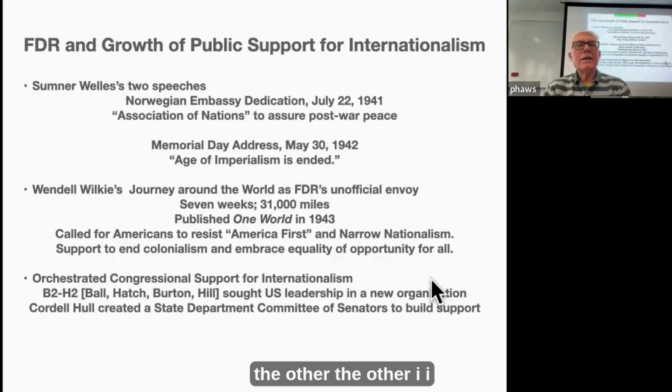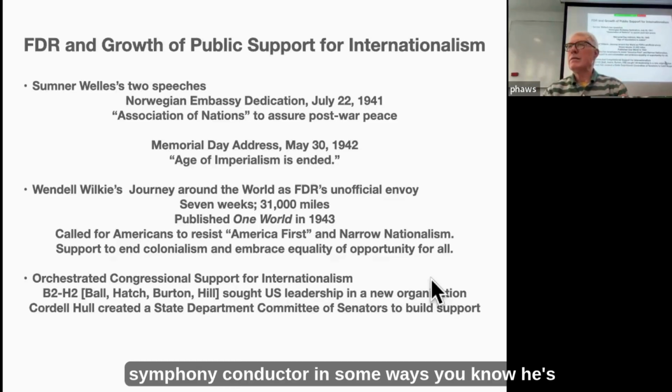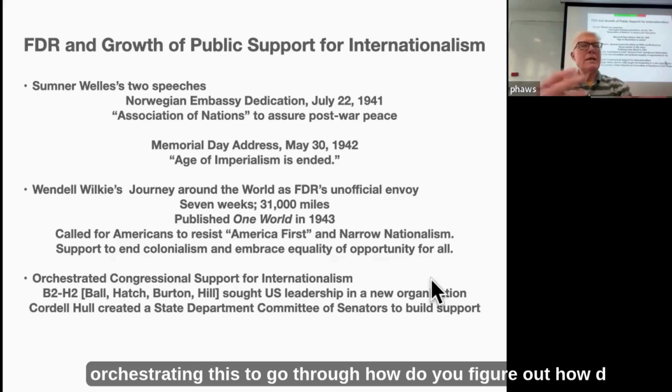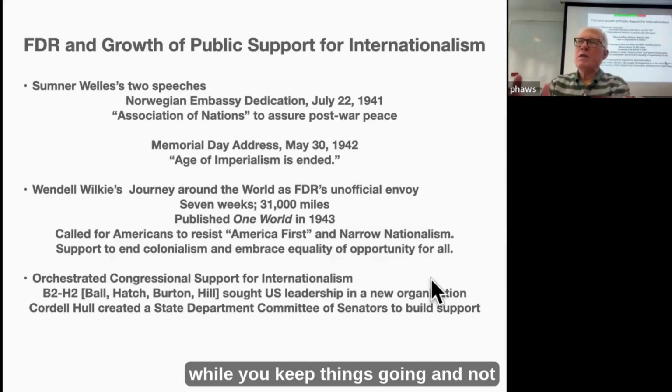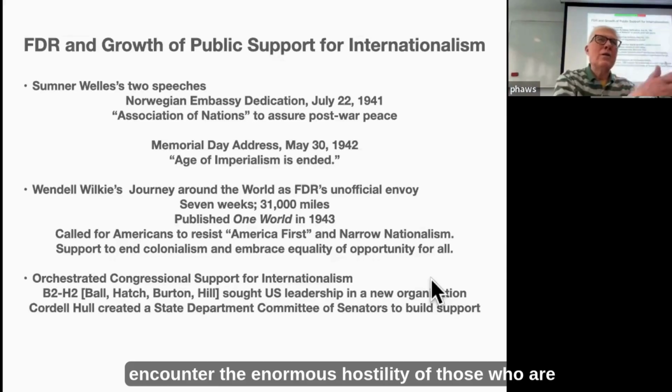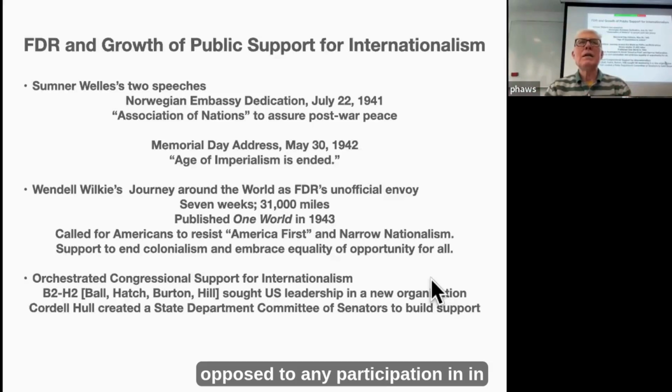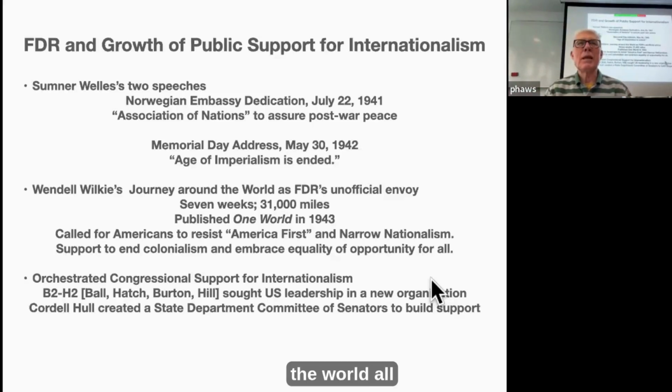Now, I see Roosevelt as a symphony conductor in some ways. He's orchestrating this to go through. How do you figure out how to move this forward while you keep things going and not encounter the enormous hostility of those who are opposed to any participation in the world?